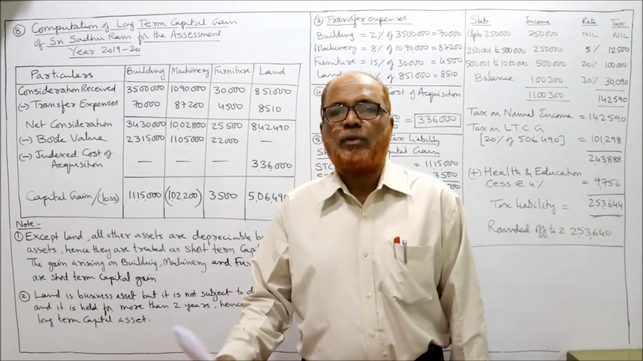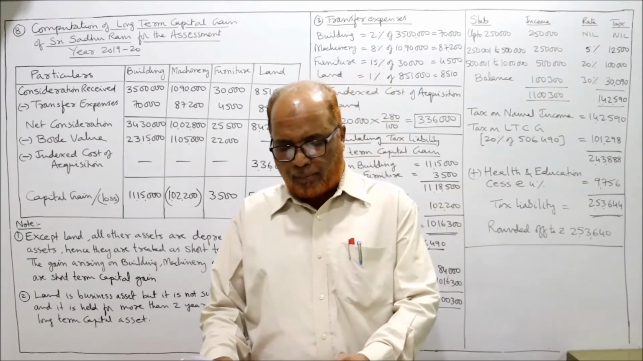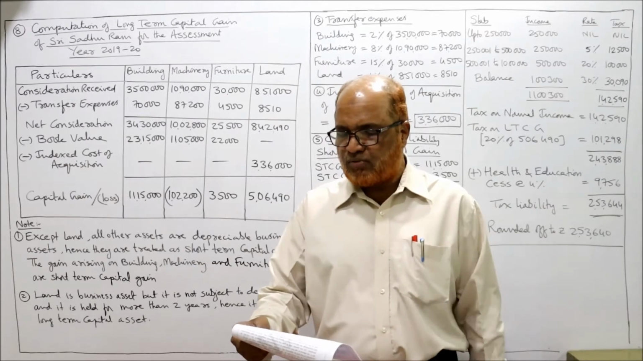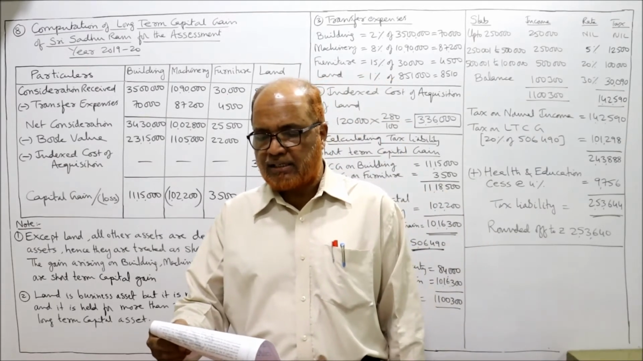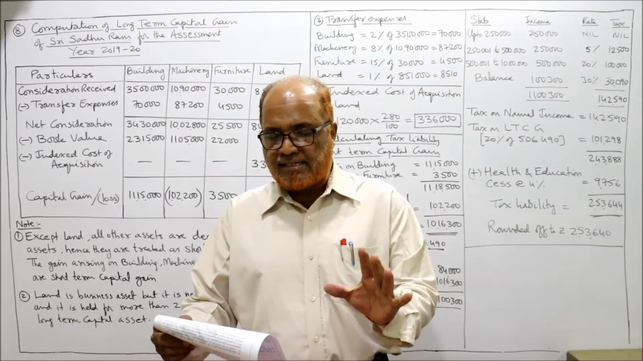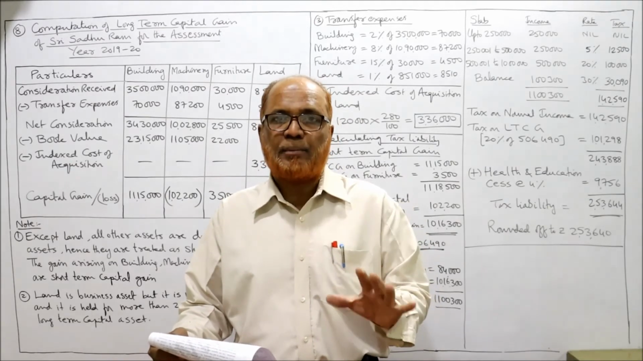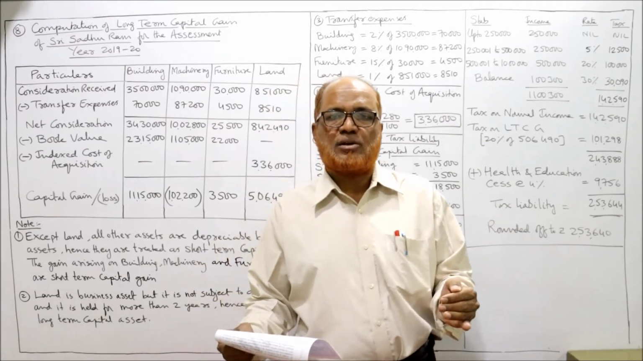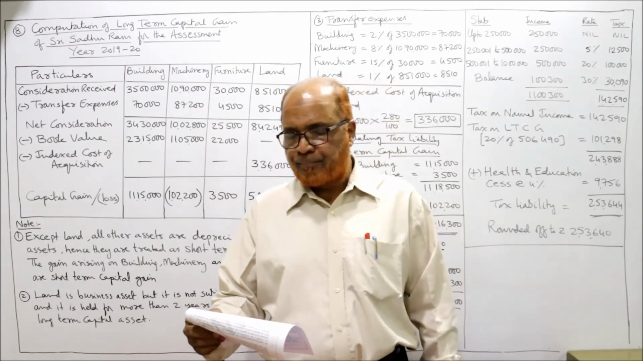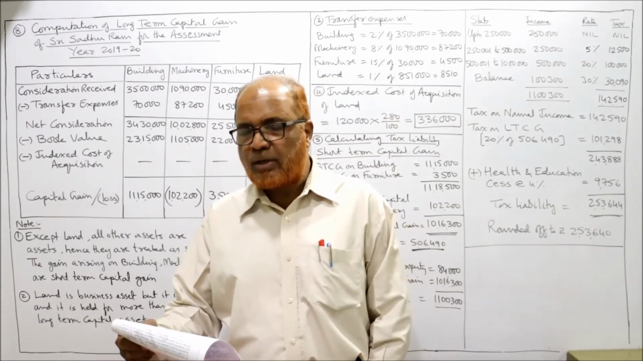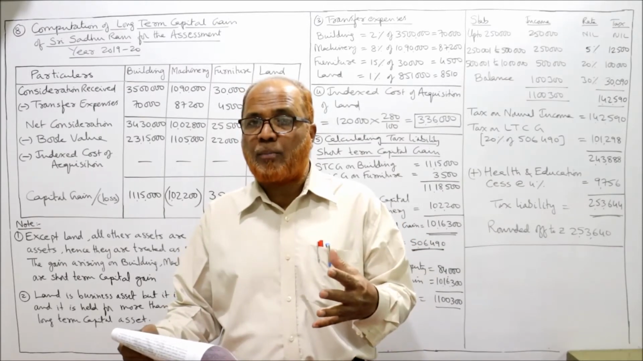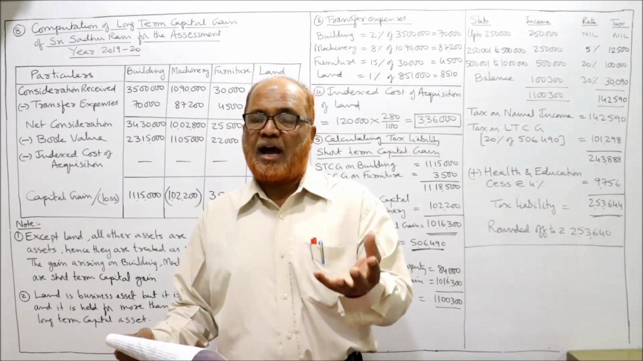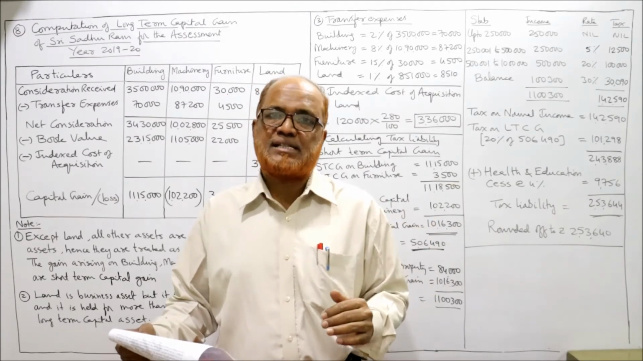Now I am starting problem number 8. See the 8th problem. Sri Sadhuram is holding the following assets in his business for the last 23 years. So this Sadhuram is running a business and he is using some assets in the business for the last 23 years. He sold all the assets during the previous year. It's a peculiar problem. He is holding the business assets and he is selling all the business assets.